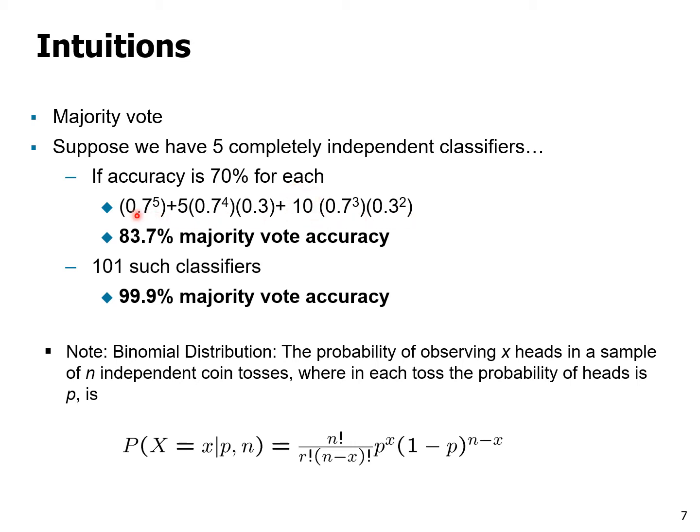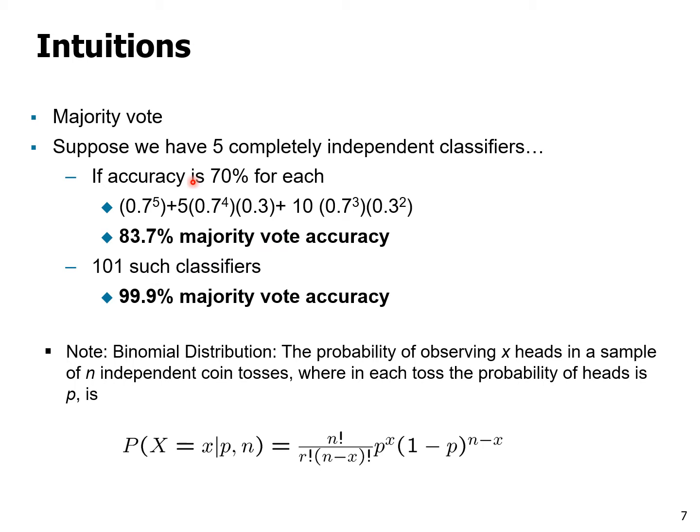Here, this is the combination of these cases, and this is the combination of these cases. So put this all together, we have the probability of 83.7%. So even though the accuracy of an individual classifier is 70%, by combining 5 of them, the accuracy now becomes 83.7%.